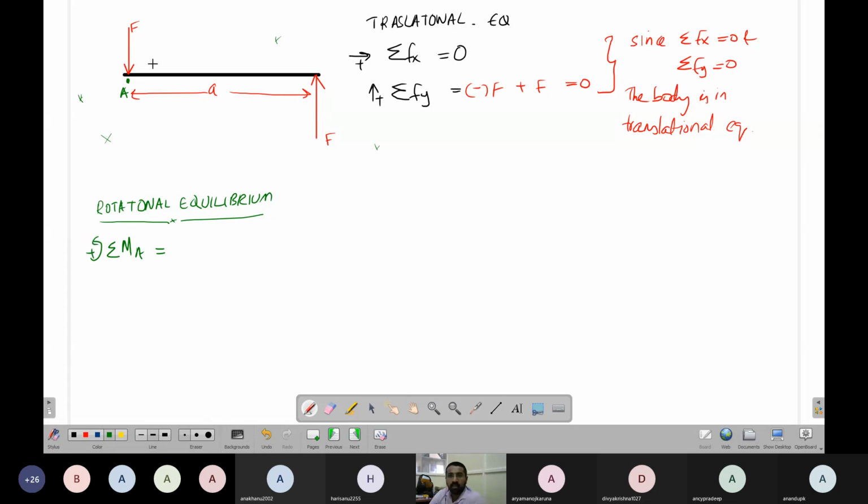Okay. Now this force is passing through this point, so there is 0 moment from it. So that means F times 0. Now this other force is trying to rotate it in anti-clockwise direction. So I can write it as plus force into perpendicular distance, equal to F into a. So that means the summation of moment about A is not equal to 0. The body rotates.